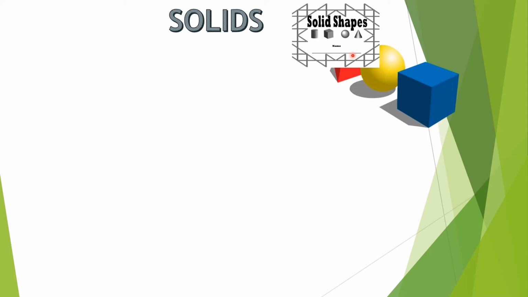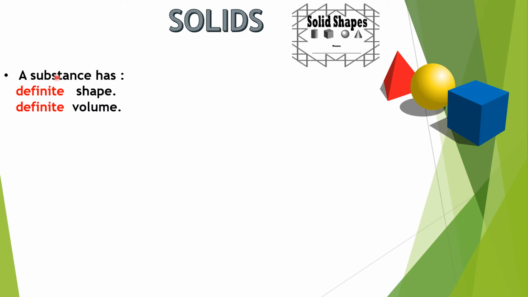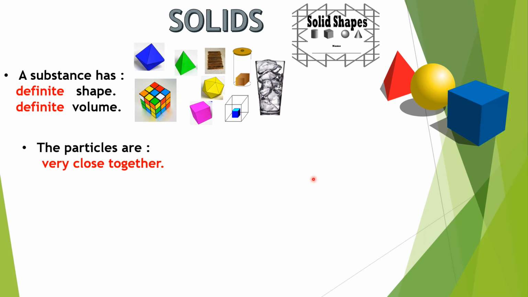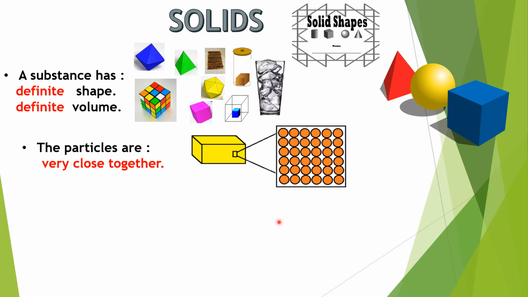Solids. A solid is a substance that has definite shape and definite volume, like these shapes. The particles are very close together. This is the arrangement of the particles. The particles don't slide easily past each other. Here there is no distance between particles, so they don't slide easily past each other.